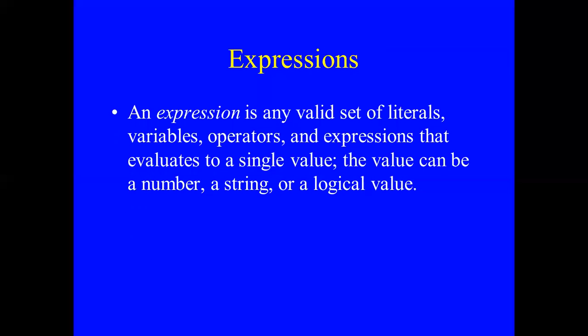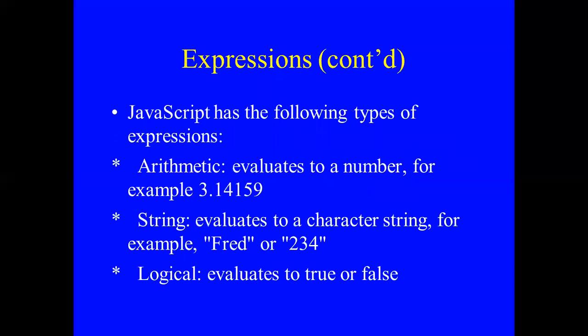Then next one is expressions. An expression is any valid set of literals, variables, operators, and expressions that evaluates to a single value. The value can be a number, a string, or a logical value. JavaScript has the following types of expressions: arithmetic expressions, strings, and logical. Logical means it evaluates to true or false. Strings are character strings. Arithmetic means the numbers.